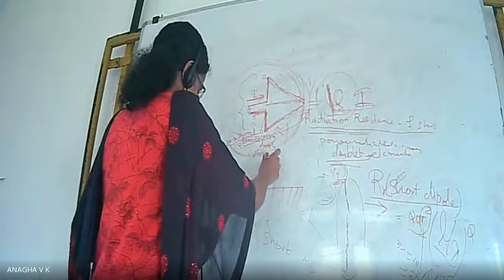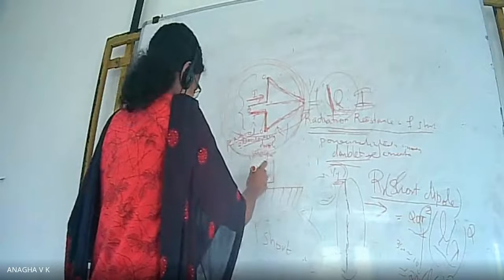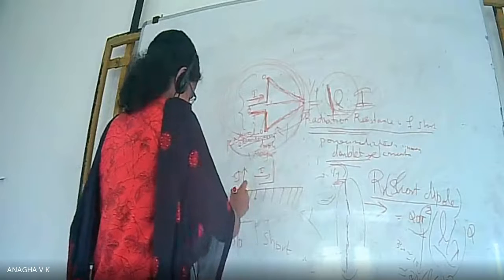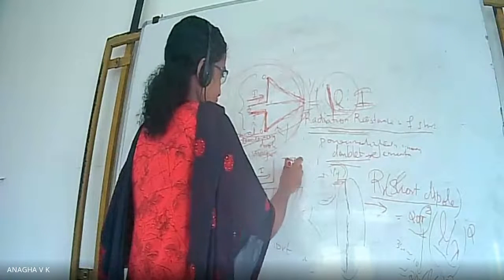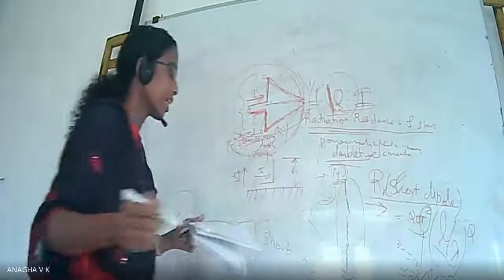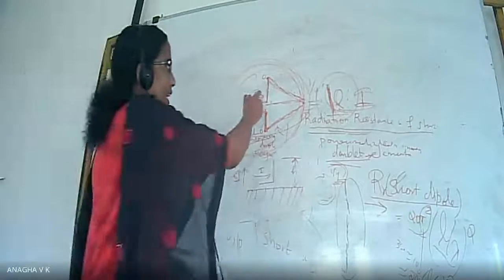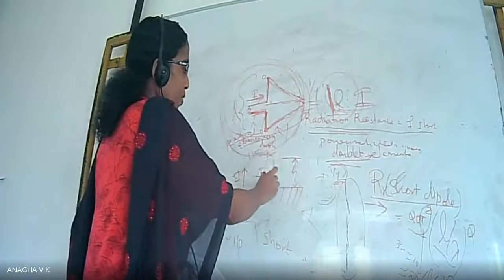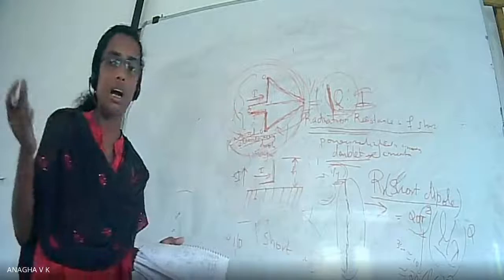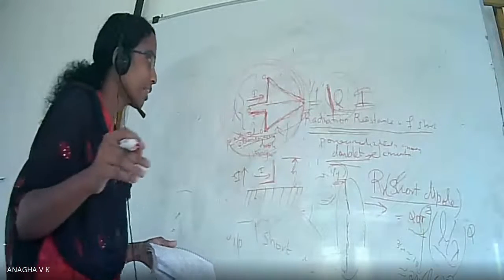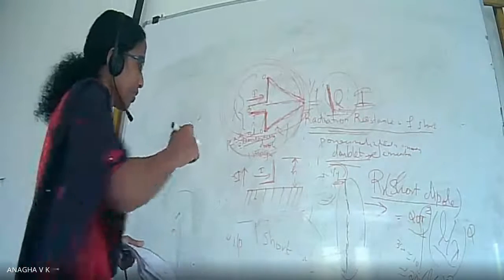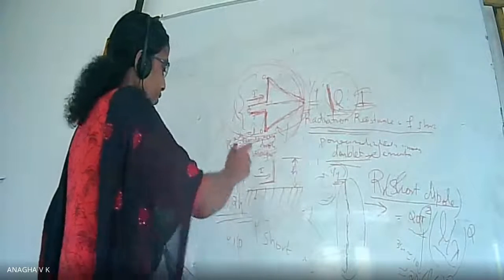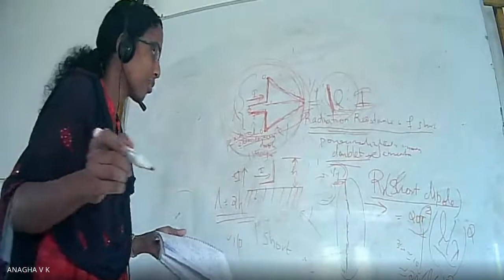This is a monopole. This is the current I, and this is the direction of current. This is the height H. This was length L. The monopole length is half of the length of the dipole, so we can say that L equals 2H.